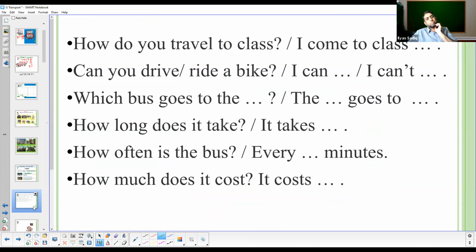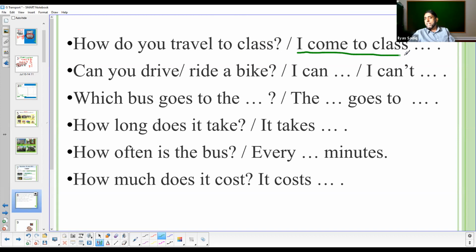For example, can anybody of you tell me, how do you travel to your class? Of course, your class is online, but suppose your class is in the city, in the middle of the city. So we can ask you, how do you travel to your work? How do you travel to your class? Right? So these types of questions, how do you travel to your work? Let me ask somebody, Arwa.